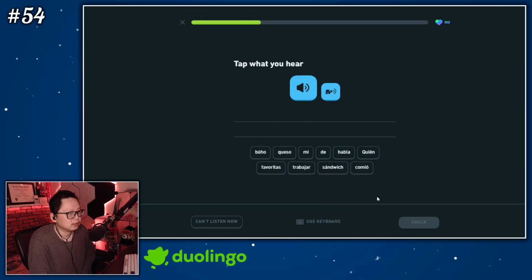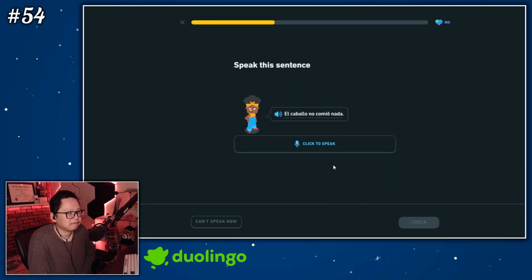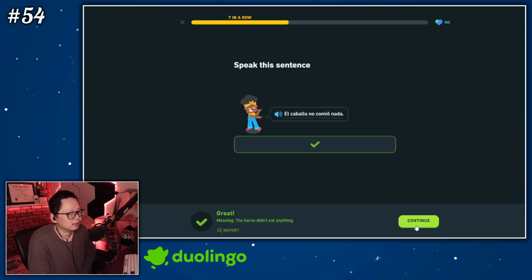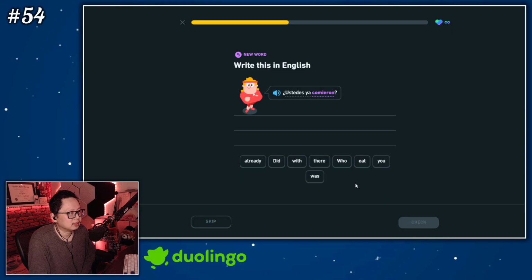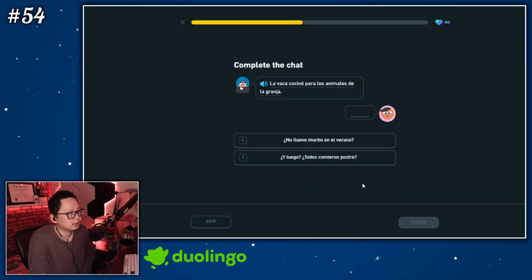¿Usted ya comió? ¿Quién comió mi sándwich de queso? El caballo no comió nada. That's fine. The horse didn't eat it. ¿Ustedes ya comieron? La vaca cocinó para los animales de la granja. Y luego, ¿todos comieron postre?